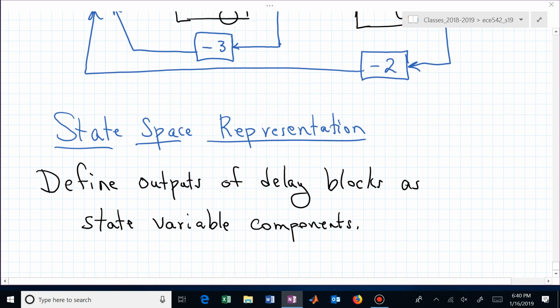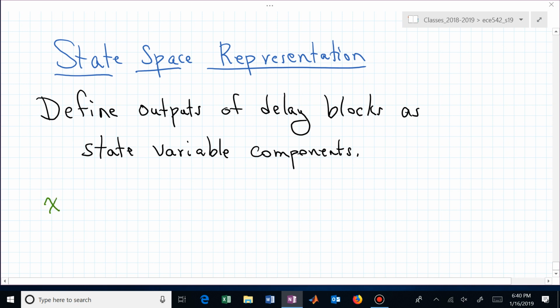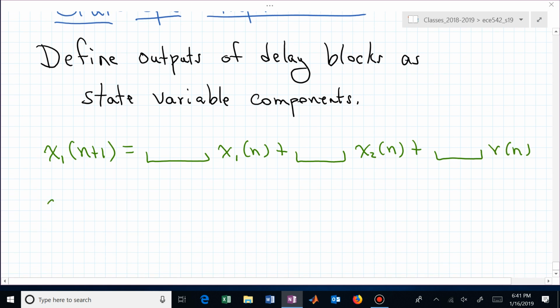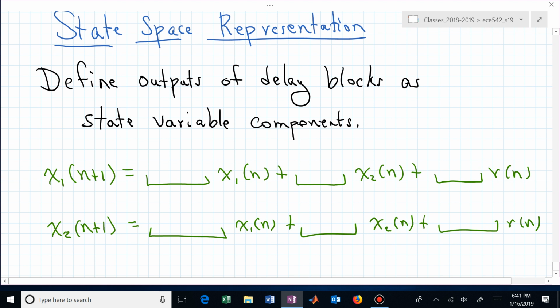Now I can start creating my state space representation, because what I want to do now is write x sub 1 of n plus 1 in terms of x sub 1 of n plus x sub 2 of n plus r of n. And I want to write x sub 2 of n plus 1 as something x sub 1 of n plus something x sub 2 of n plus something r of n. That will be my state space representation. Can we fill in those blanks?